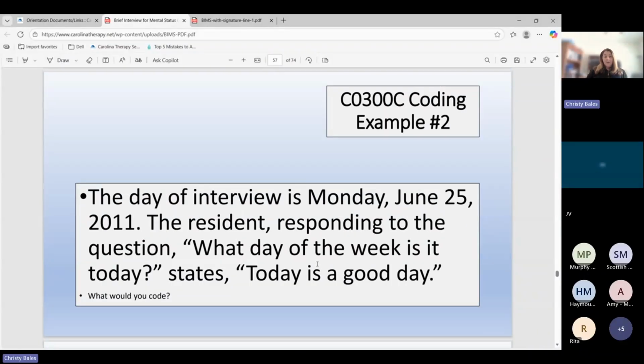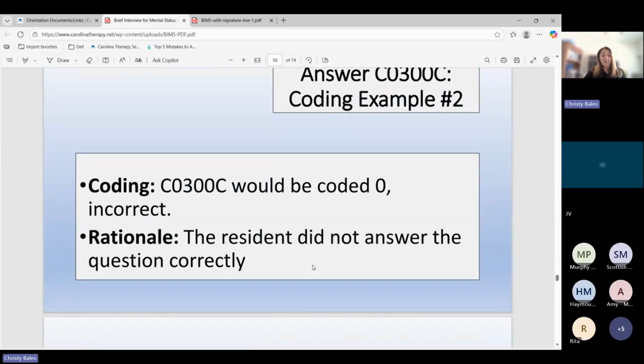The date of the interview is Monday, June 25th, 2011. The resident, responding to the question, what day of the week is it today, states, today is a good day. You're going to code that 0. It is not a nonsensical response, but it is not correct. So it would be 0.